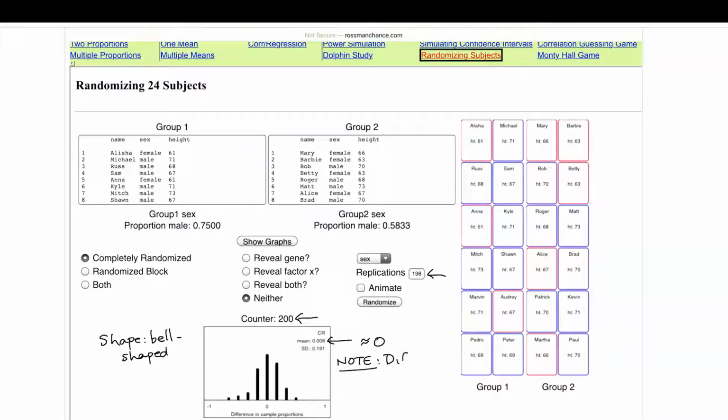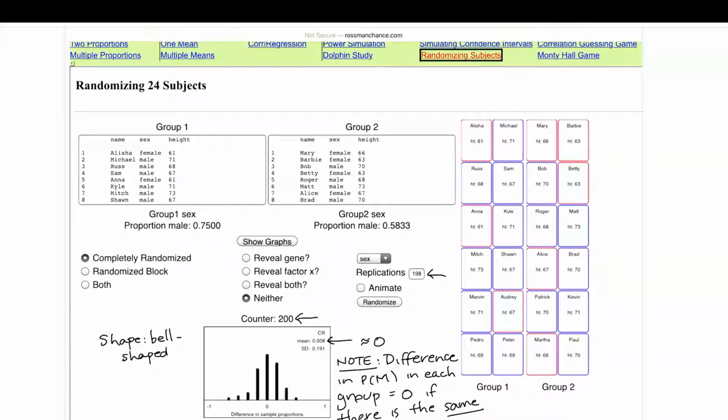So note to self: the difference in proportion of males in each group equals 0 if there is the same proportion of men in each group. So if we had 8 out of 12 in group 1 and 8 out of 12 in group 2, then when we subtract 8 out of 12 minus 8 out of 12, we'd get 0.